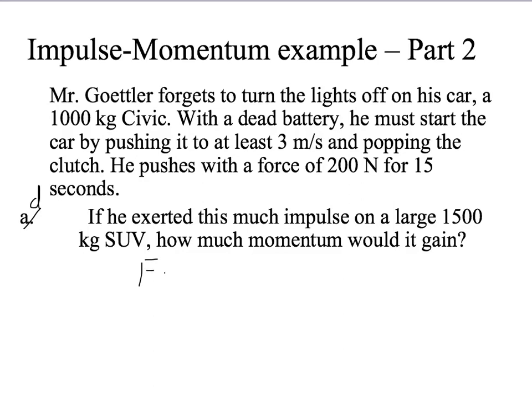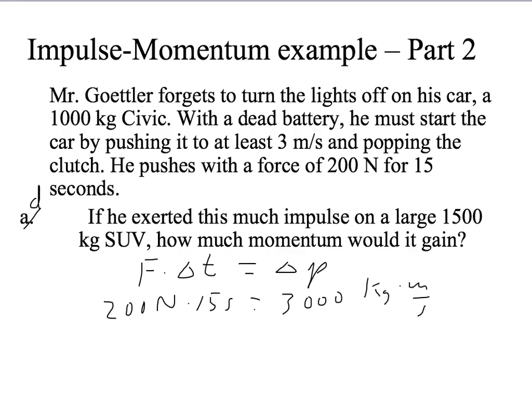So, same force, same time. So, that's 200 newtons times 15 seconds. And we know that that equals change in momentum. So, the answer is still 3,000 kilogram times meters per second of momentum. It's going to be the same. That SUV is going to have just as much momentum from the same pushing as I did on my smaller car. So, what's the catch here?